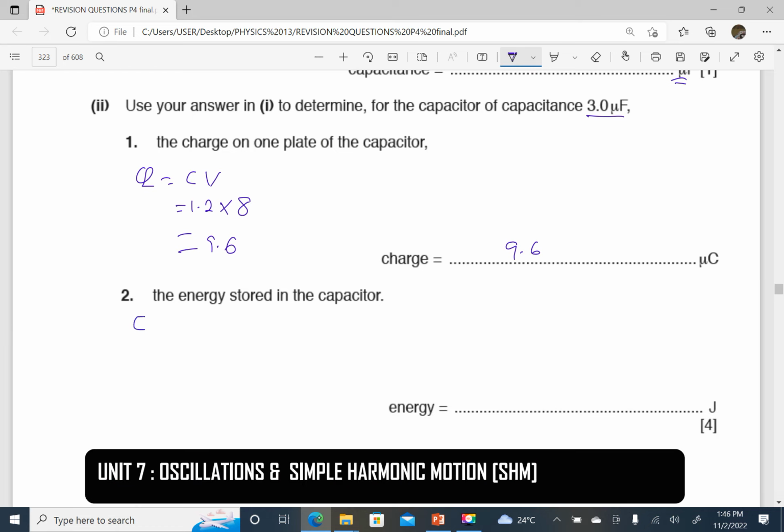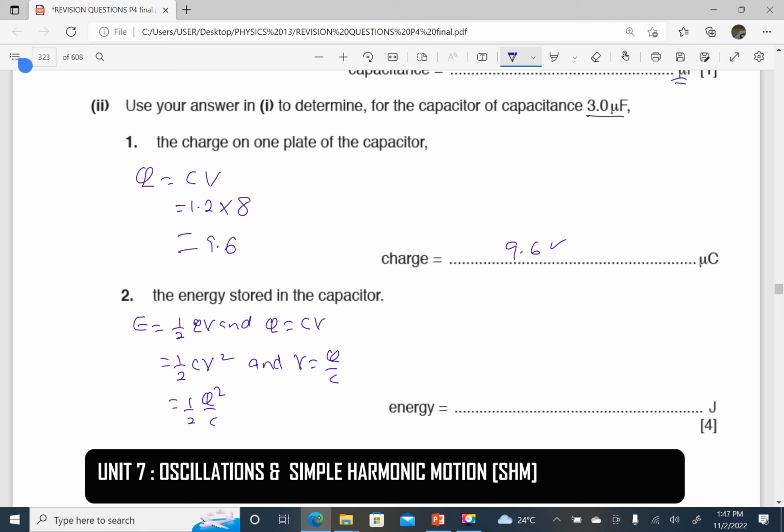Then the energy stored in the capacitor. Energy is of course half QV, but we know that Q is equal to C times V. So energy can also be half CV squared. But of course you could also substitute and say, we know that V is Q over C. So energy can also be half Q squared divided by C. Let's check which one is easy to use. We have the charge and we have the capacitance as 3 microfarads.